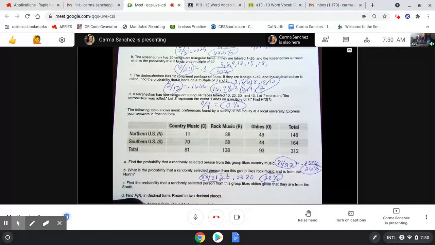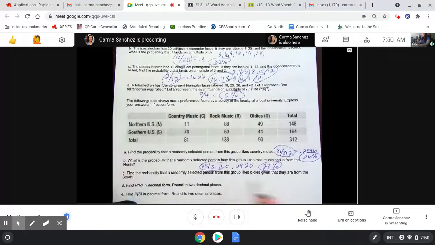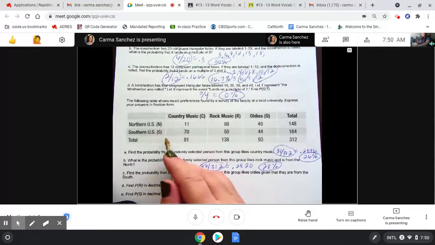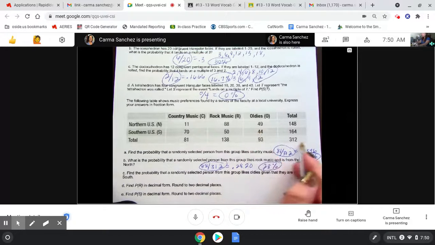Find the probability that a randomly selected person from this group likes oldies, given that they're from the South. So we're going South. Oldies is 44 out of 312.